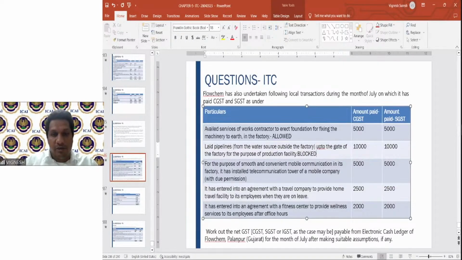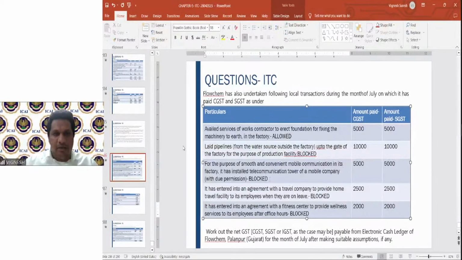Mobile communication towers, telecommunication towers also are not plant and machinery. So therefore, this also is blocked. Okay. Home travel facility also, unless obligatory, is not allowed, blocked. Wellness, totally blocked. It is not obligatory, so totally blocked.